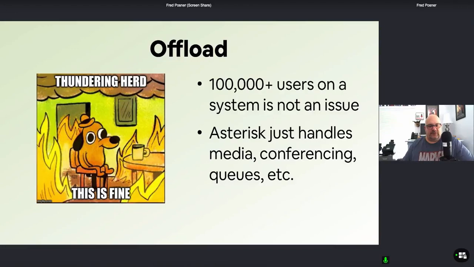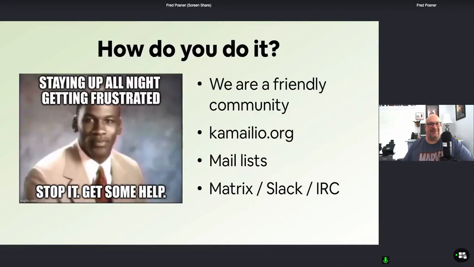Now that brings us up to an example of staying up all night. How do you do these types of implementations? So again, we're a really friendly community. One of the reasons why I like Kamailio so much and why I became so involved with the project is because of how friendly the community is. It's a community where if you ask for help, people will respond. Even newbie questions, people aren't going to do the work for you, but they're certainly going to steer you in the right direction and give you examples and things like that.